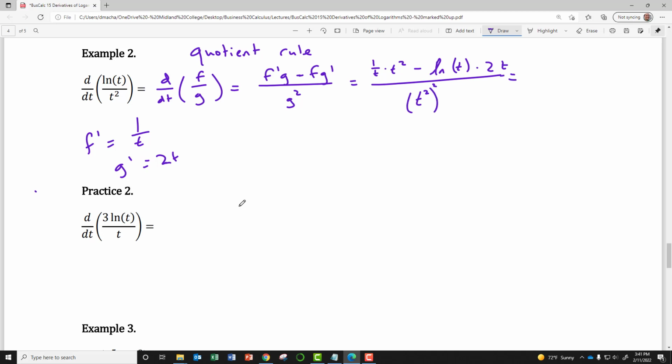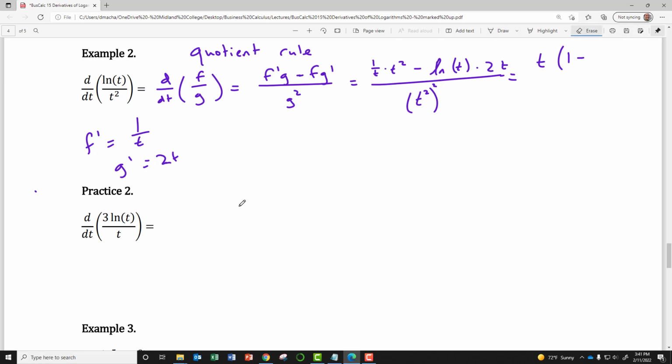All right, up top, t squared times 1 over t is just t. And I've got a t in my second term too, so let me just factor that out. This will be t times 1 minus natural log t times 2.